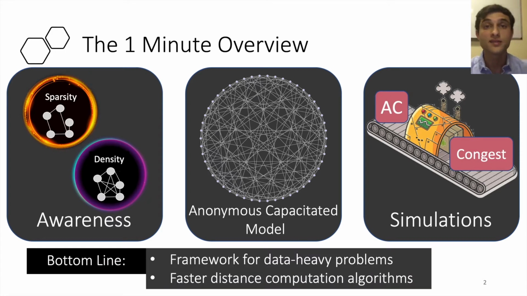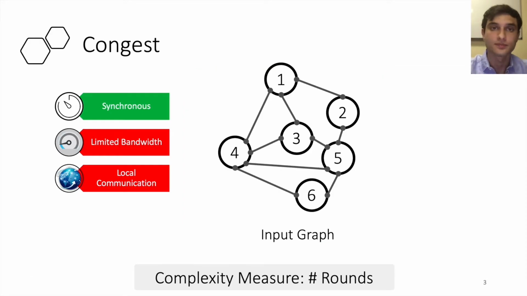All in all, this gives us two things. First, we show a central framework for data-heavy problems. That means solve data-heavy problems using our observation in the model we introduce, and then have the solution translated automatically to many different distributed settings. Using this, we managed to show fast distributed algorithms in two different models for computing distances in graphs.